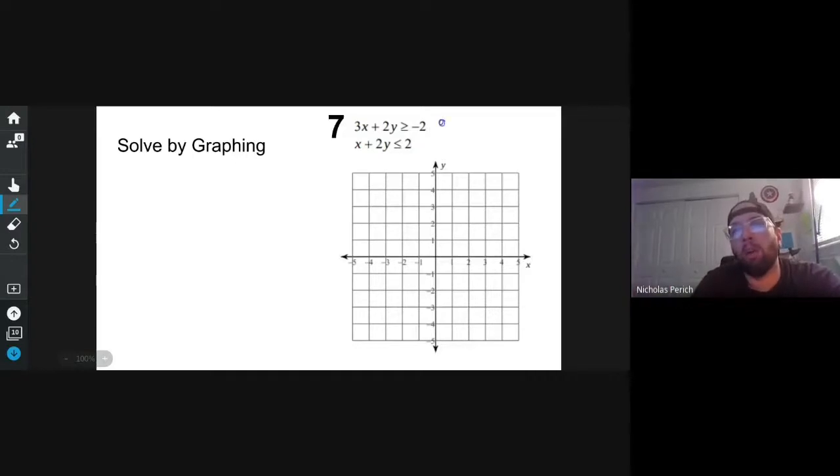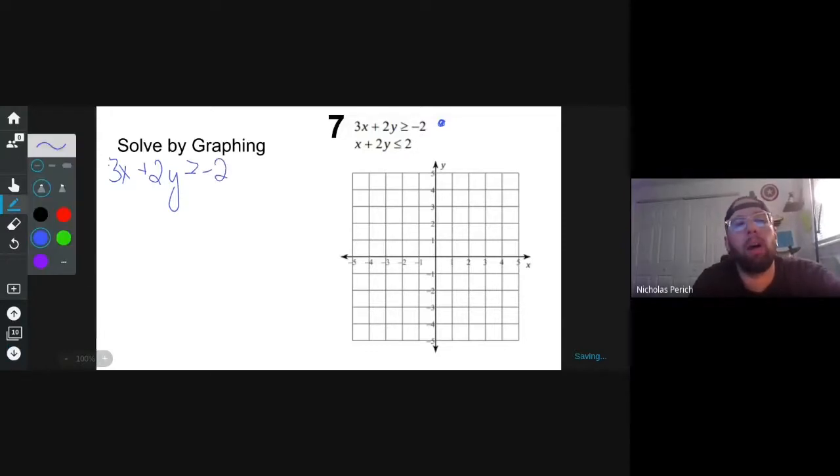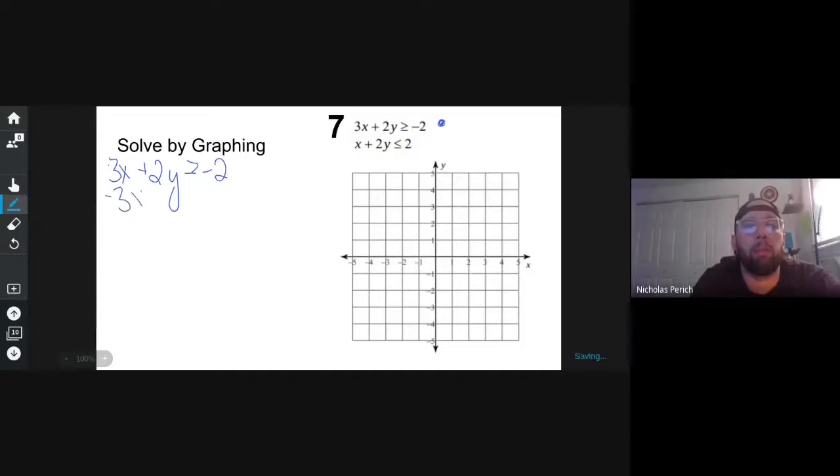I'm going to do all of this in blue. Let me go off to the side. I have to get y all by itself. Let me see. Is y all by itself? No. What is in the way?